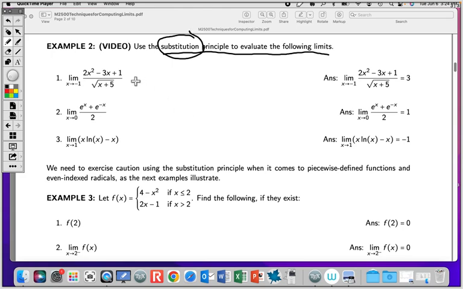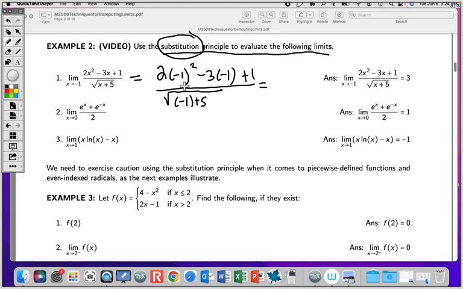So for example, on our first example here, as x is getting close to -1, x squared is going to get close to -1 squared. 2 times x squared is getting close to 2 times -1 squared. 3 times x is getting close to 3 times -1 plus 1. In the denominator, we do have a square root, but as x gets close to -1, that radicand down there, x plus 5, that's getting really close to 4, which is well away from 0.